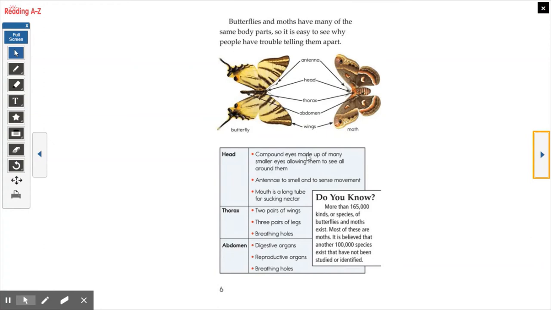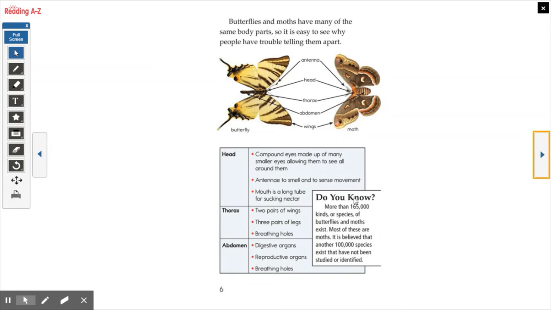So their head has compound eyes made up of many smaller eyes, allowing them to see all around them. Antenna to smell and sense movement. Mouth is a long tube for sucking nectar. So their thorax, which is their middle part of their body, has two pairs of wings, three pairs of legs, and breathing holes. Remember, this is all stuff that's the same. Their abdomen, which is the lower part of their body, has their digestive organs, reproductive organs, and breathing holes.